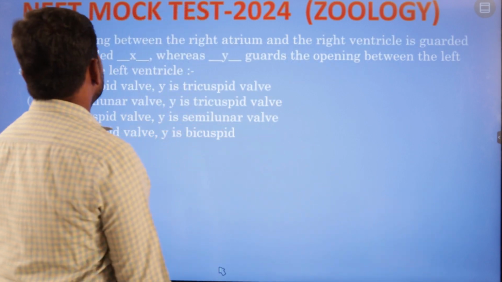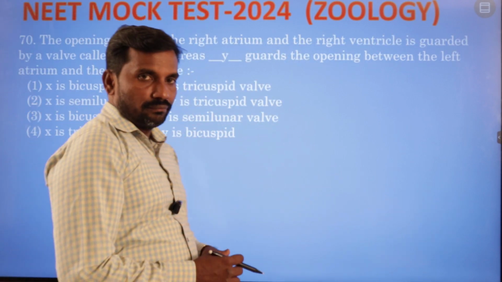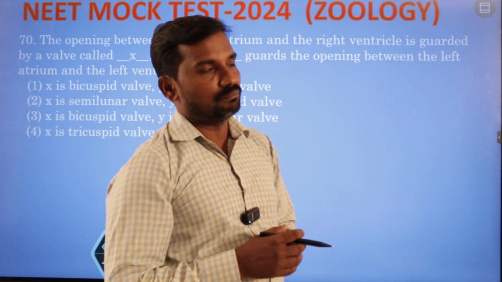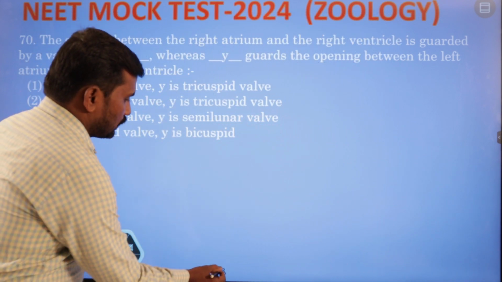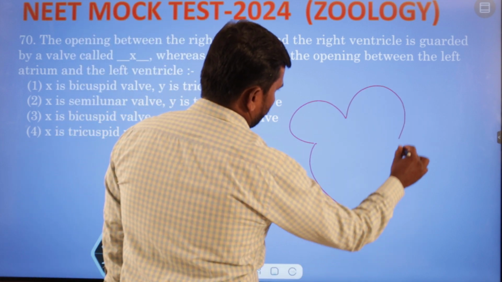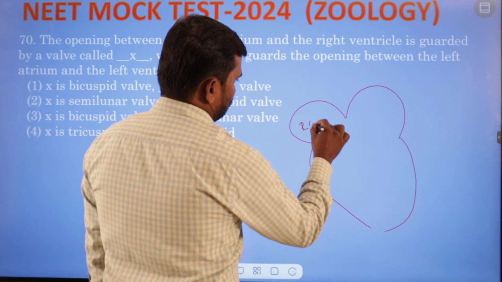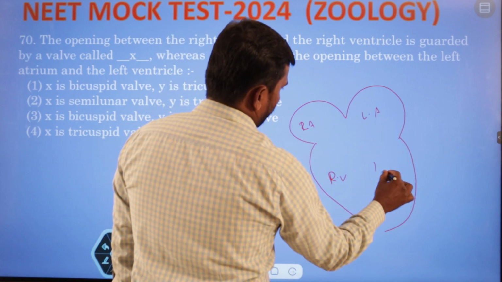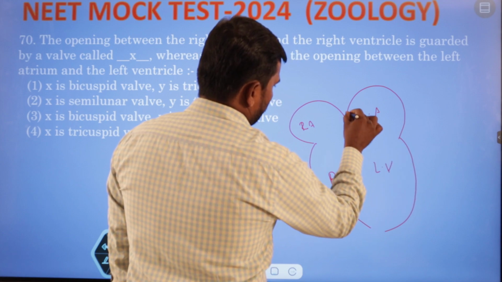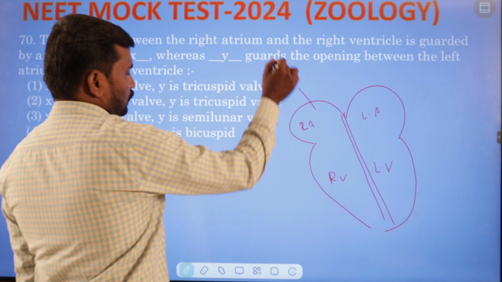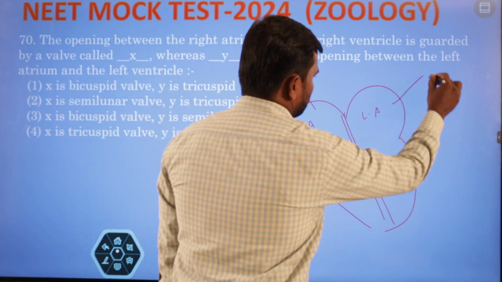Question number 17 is on body fluids and circulation. We must understand the complete structure of the heart. The heart is mainly made up of four chambers: right atrium, right ventricle, left atrium, and left ventricle, divided by septa. This is called the pulmonary heart, and this is considered the systemic heart.